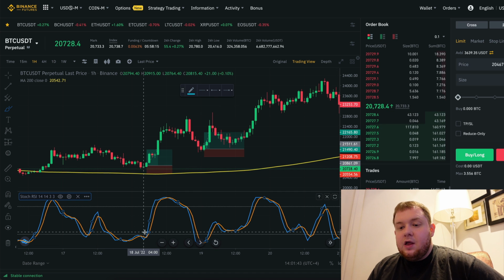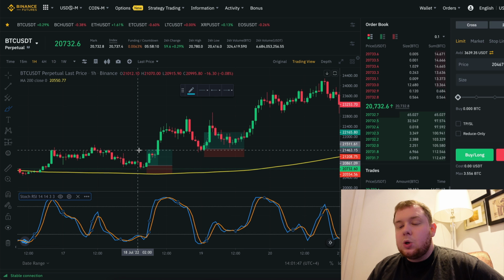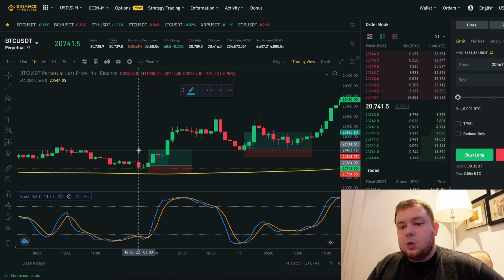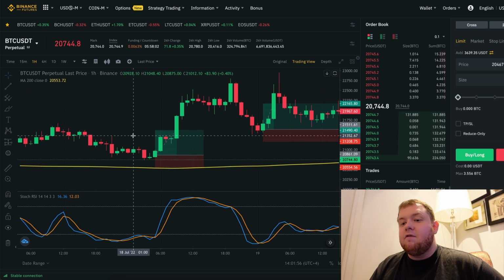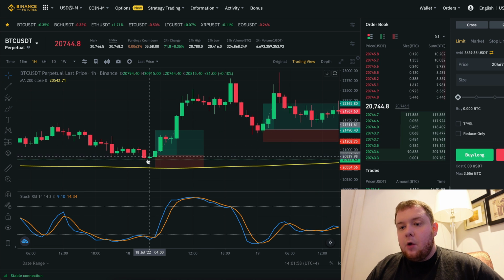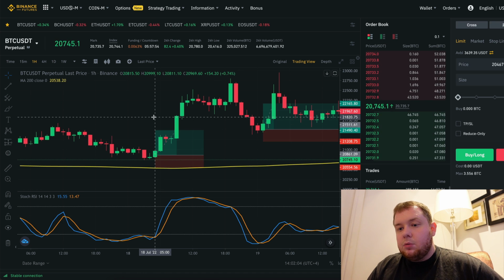Then we have the stochastic right here in the oversold position, and if you want to triple make sure, because we are using Heikin-Ashi candles, you can check that we have more than one bullish Heikin-Ashi candle. We can see this is the first one here where you could have entered. We wait for the second one, which is right here, and then we entered on this Heikin-Ashi candle.